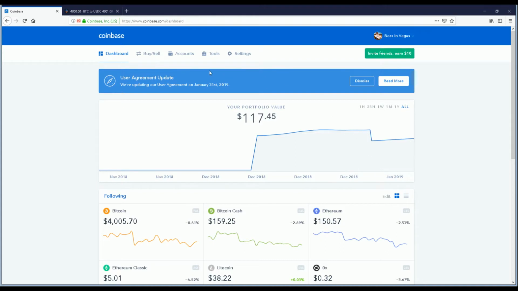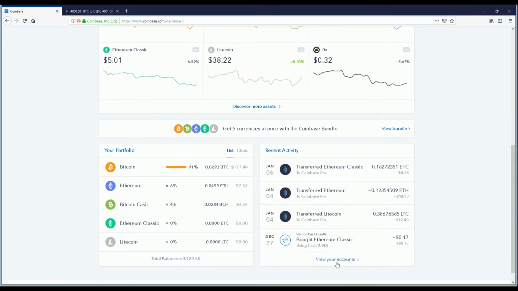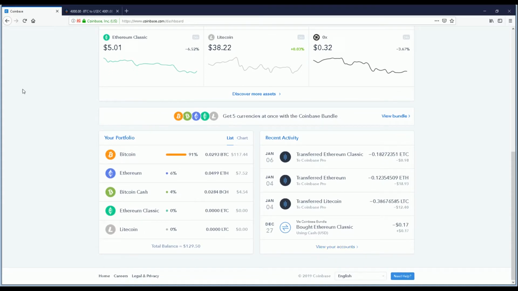So this line here basically says your portfolio value. But you could have some money in here, and you could have some money in Coinbase Pro, like I have right now. If you want to start trading, you won't be able to trade from here. I mean, you could buy and sell from here, but you're going to pay hefty fees, so you don't want to do that, obviously. And you could even see the first few times I bought the bundle, and that's how I ended up here.